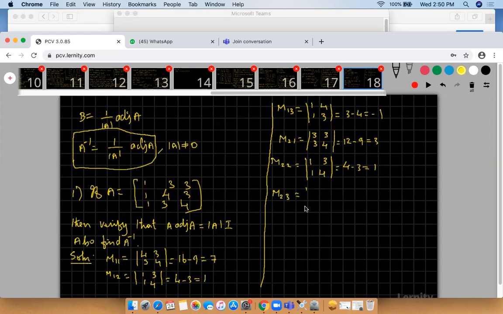M23. M23 means this element. Leave this column, leave this row. So remaining 1, 3, 1, 3. Take the determinant for this: 3 minus 3, it is 0.